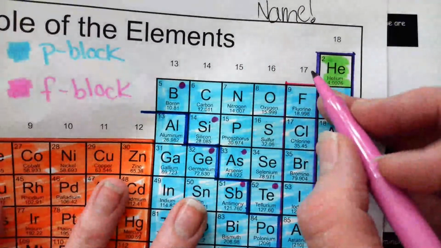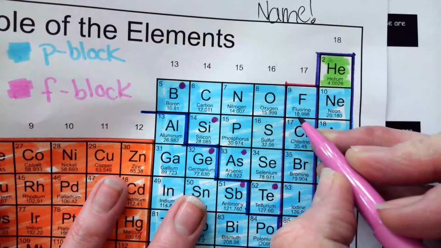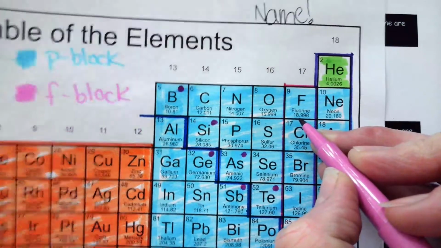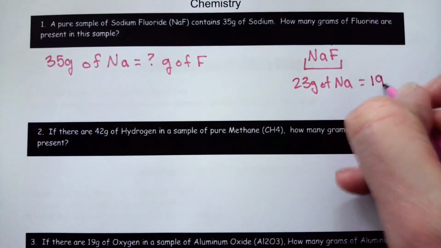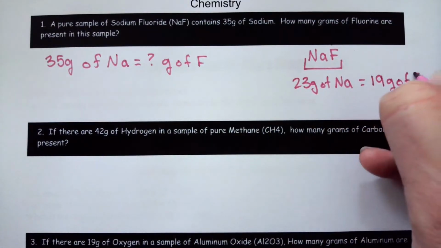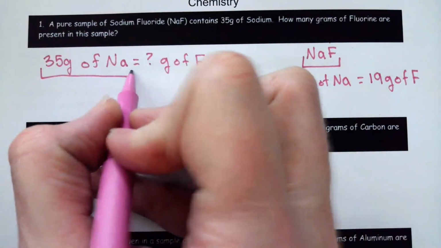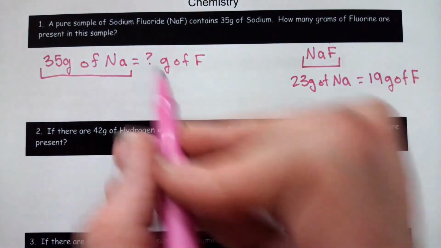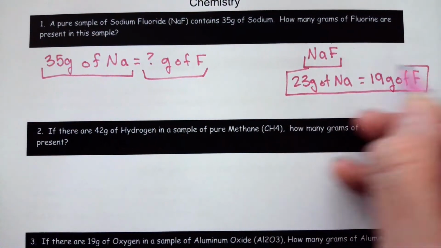So again, look at the periodic table. Fluorine is found in group 17. We see that it's approximately 19, so I'm just going to round 18.998 to 19. So is equal to 19 grams of fluorine. Now what we're going to do is take this information and use it as our given, and this is our desired outcome, and this is called our conversion factor.